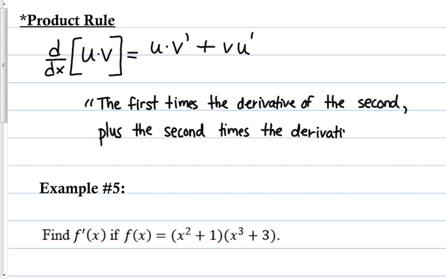And I want you to know what this sounds like, because I'm going to say it often, and I want you to know what the heck I'm talking about. So basically, those are the words that go along with the product rule. This is the first, this is the second. So the first times the derivative of the second plus the second times the derivative of the first.